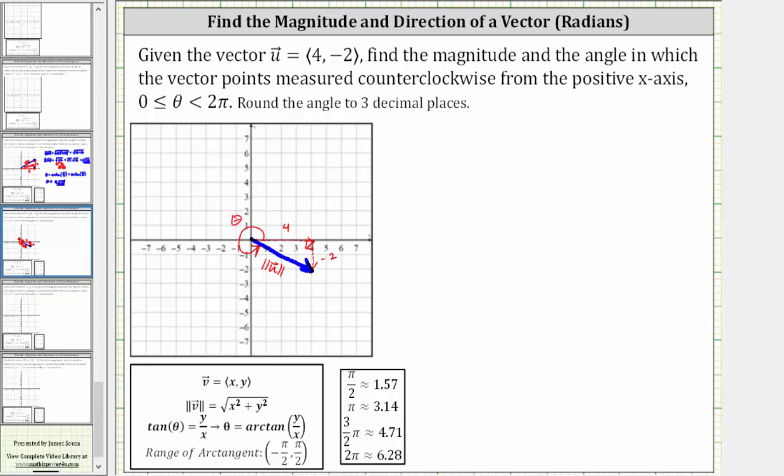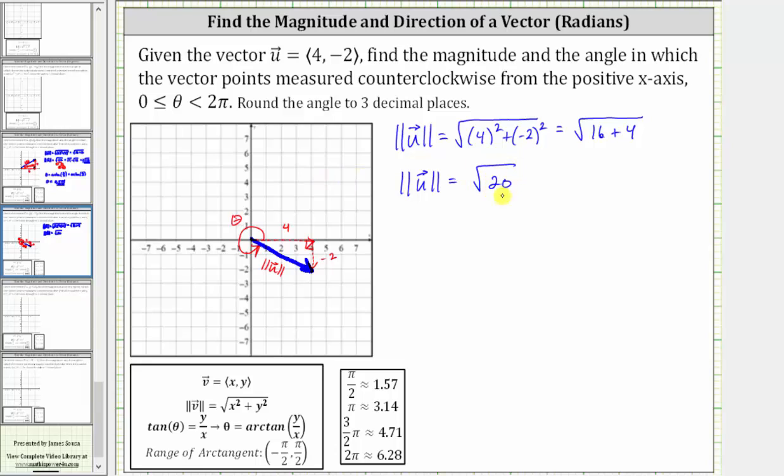But let's begin by determining the magnitude, where the magnitude of vector u is equal to the square root of the quantity x squared plus y squared, which in our case is the square root of the quantity 4 squared plus the square of -2, which gives us the square root of the quantity 16 plus 4. The magnitude of vector u is equal to the square root of 20, but we need to simplify if possible.